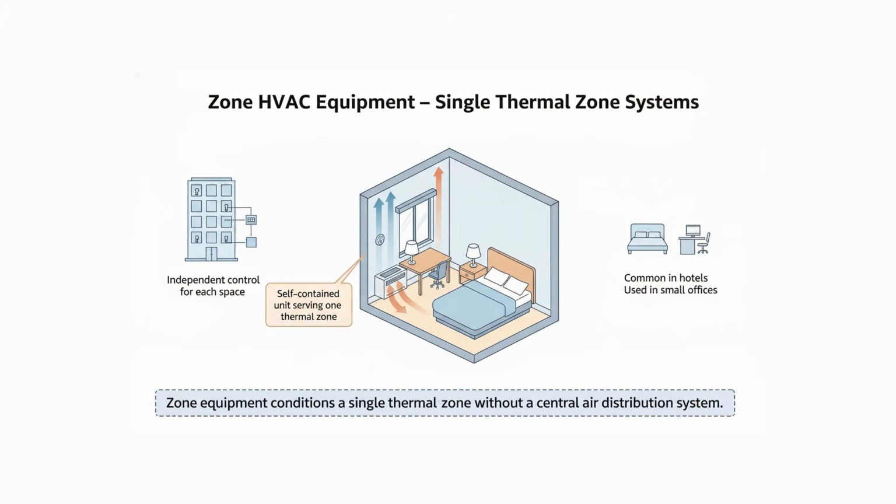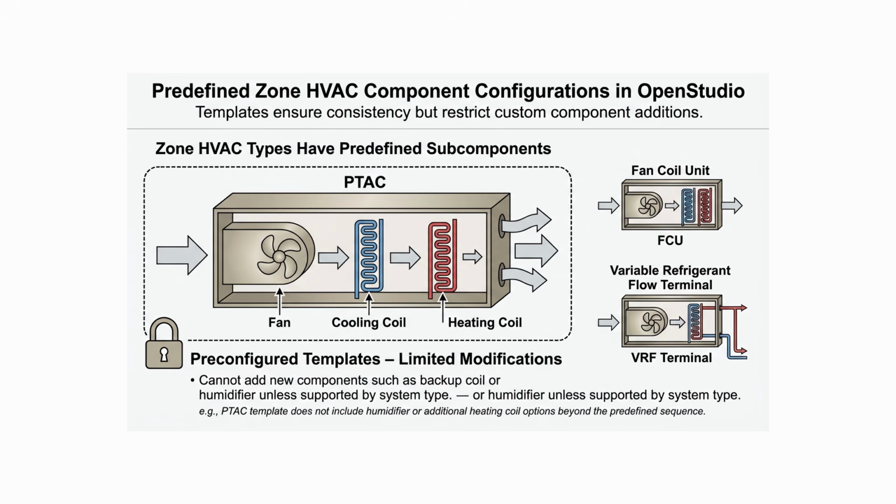Zone HVAC equipment represents self-contained systems designed to serve a single thermal zone. A typical example is a package terminal air conditioner, PTAC, a unit commonly found in hotel rooms or small offices, where each space needs independent climate control. Each type of zone HVAC in OpenStudio includes a predefined set of subcomponents arranged in a specific configuration. For instance, a PTAC unit generally consists of a fan, a cooling coil, and a heating coil configured to operate as an integrated system. Because these are pre-configured templates, users can only make limited modifications.